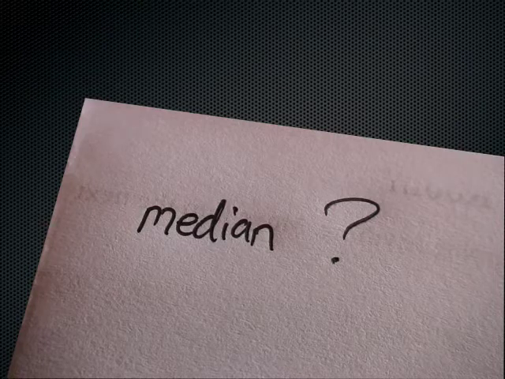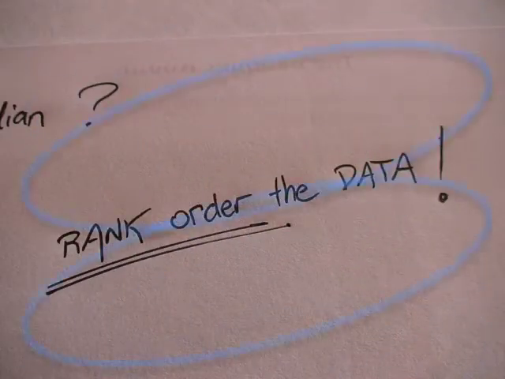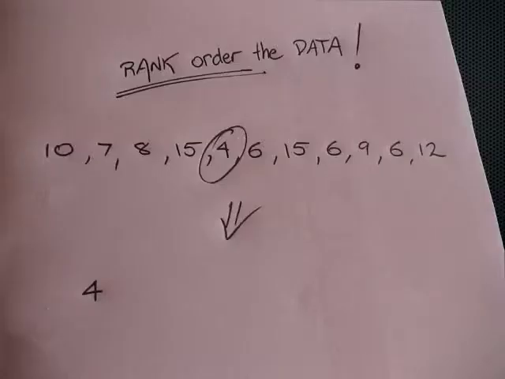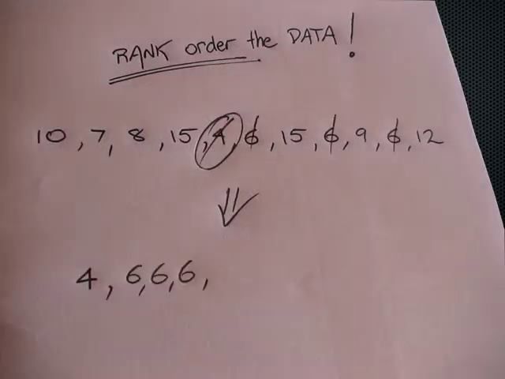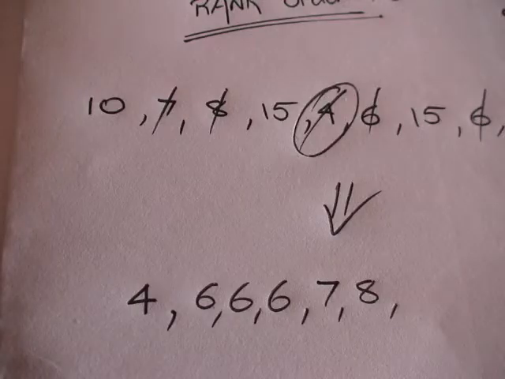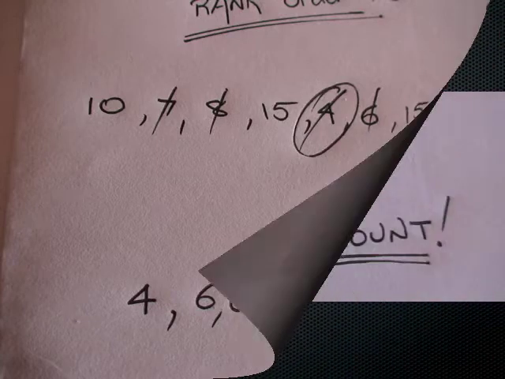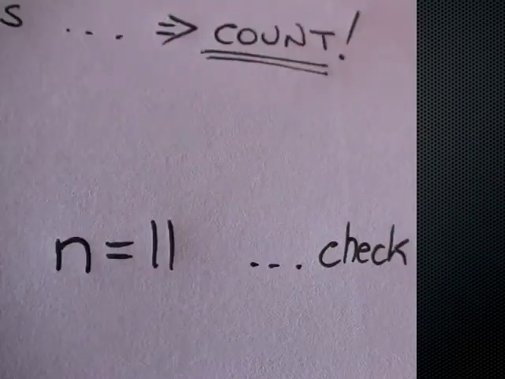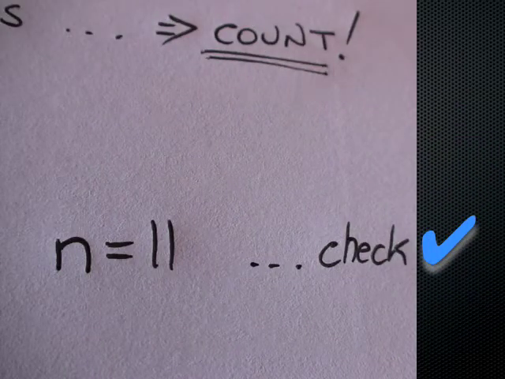Remember, the median is the middle score in our set of data. Before we can proceed to do this, we need to rank order the data. So, start rewriting the scores. The smallest score is 4. Cross it off the original. Move on to the next lowest score. In this case, that's 6. We have 3 of them. Write them down, cross them off. We proceed, keep on writing down all the scores. And then in order to check that you have them all, do a count. In this case, n equals 11, so we're correct.